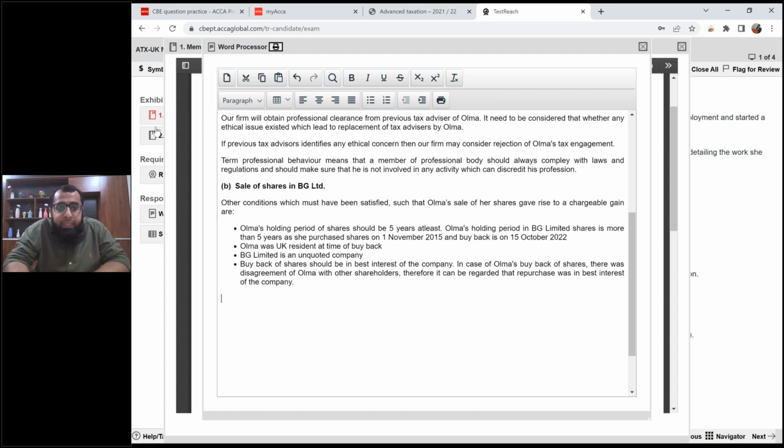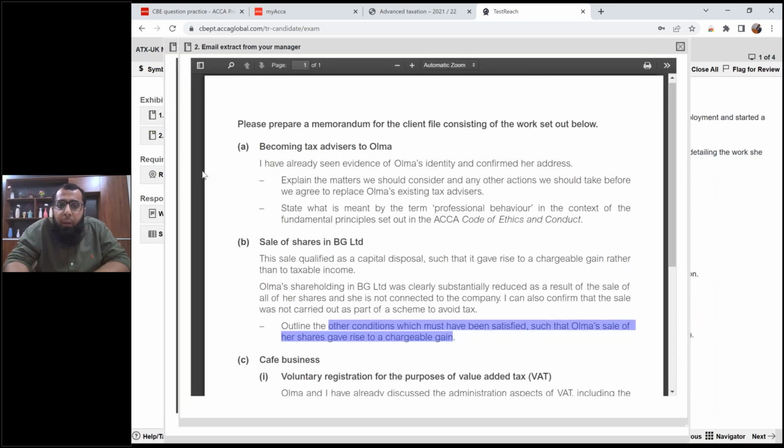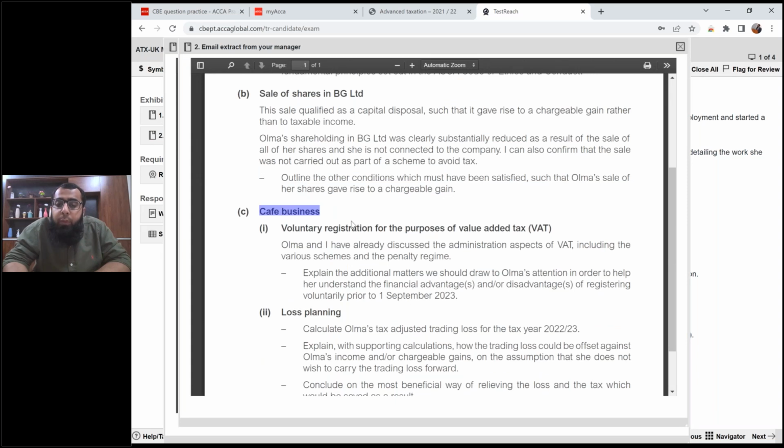Now let's move forward. Let's read the next requirement. So we are done with the sale of shares in BG Limited. Now, cafe business. Voluntary registration for the purpose of VAT. Alma and I have already discussed the administrative aspects of VAT, including the various schemes and the penalty regime. Explain the additional matters we should draw to Alma's attention in order to help her understand the financial advantage and disadvantage of registering voluntarily prior to 1st September 2023.